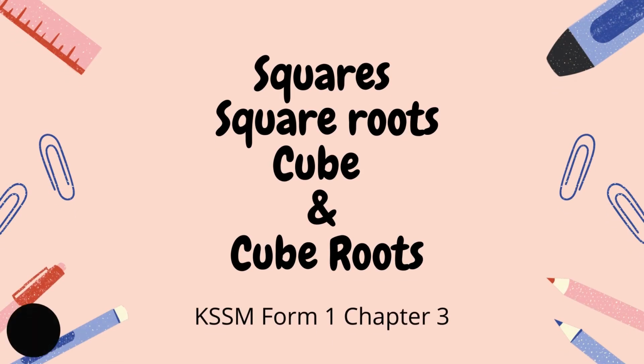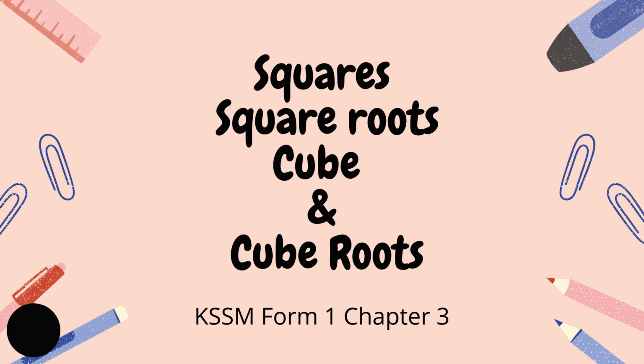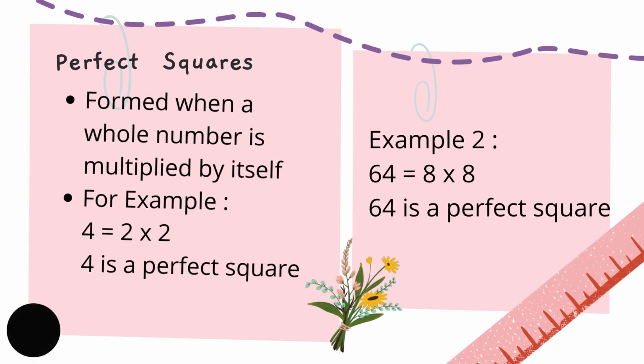Let's discuss Form 1, Chapter 3: Squares, Square Roots, Cubes, and Cube Roots. First, we have to know what perfect squares are. Perfect squares are formed when a whole number is multiplied by itself. For example, 2 multiplied by 2 equals 4. Therefore, 4 is a perfect square, because 2 multiplied by itself gives 4.